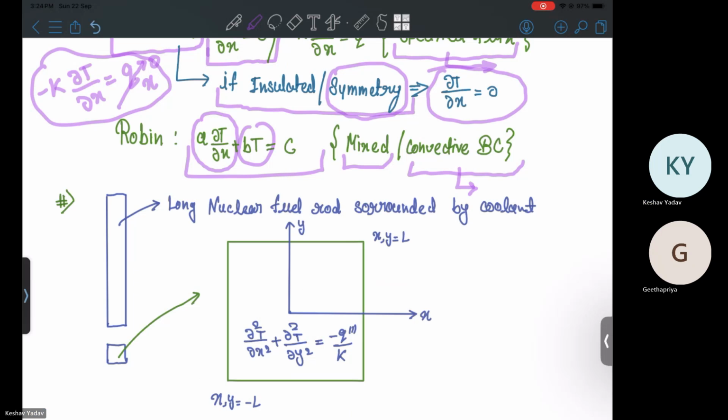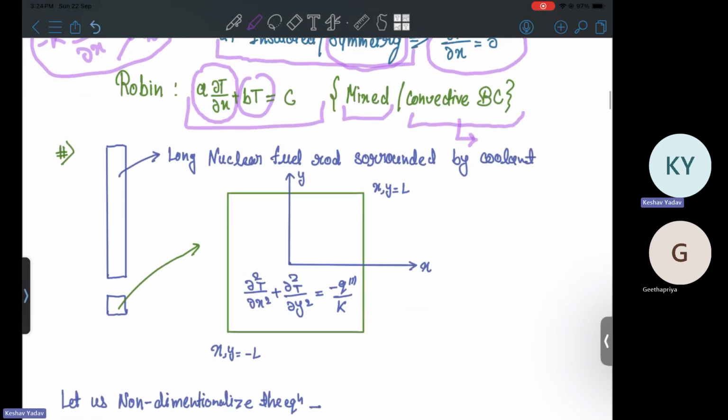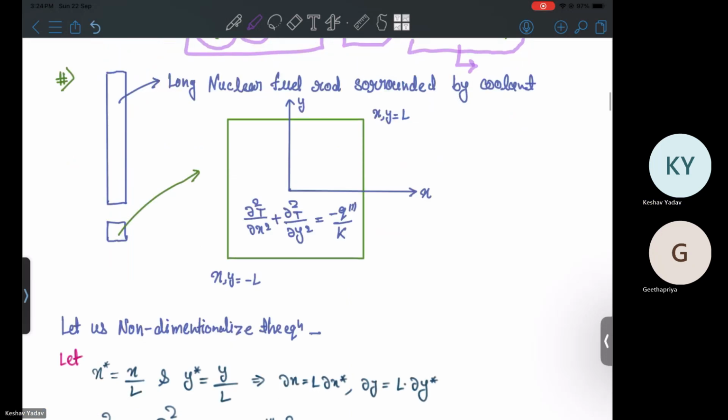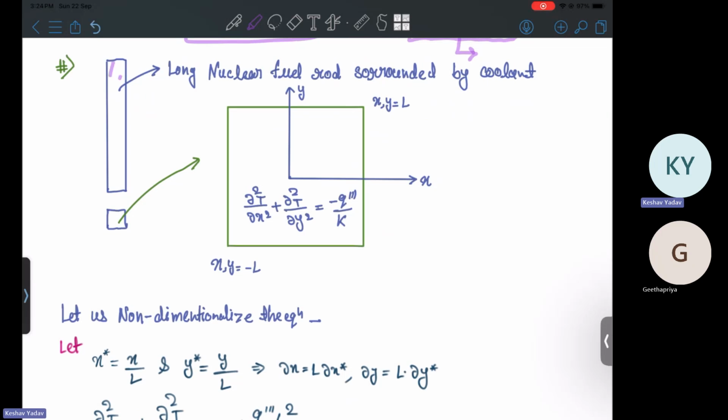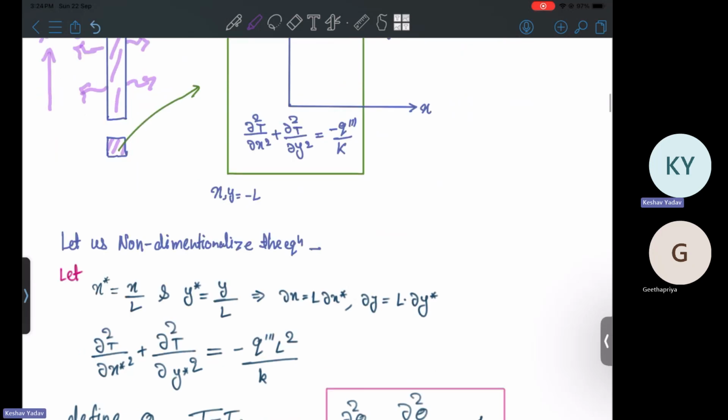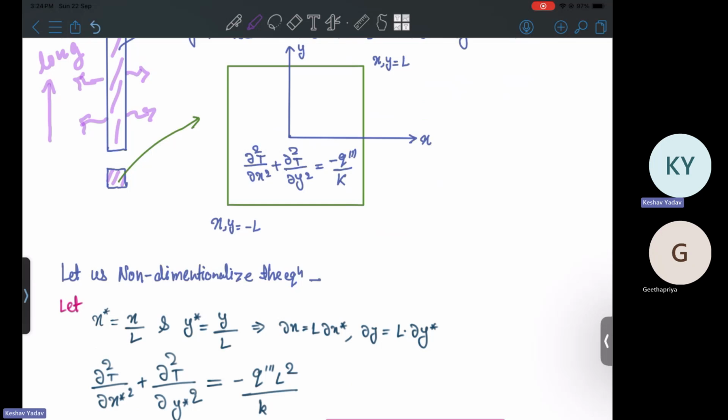Let us come back to our problem, which is heat conduction in a nuclear rod with heat generation. Suppose this is my nuclear rod, which is long, and it is convecting heat from the surface. This is the cross section area of the rod. I am considering this dimension to be very long compared to the cross sectional dimension. In that case, what will happen?